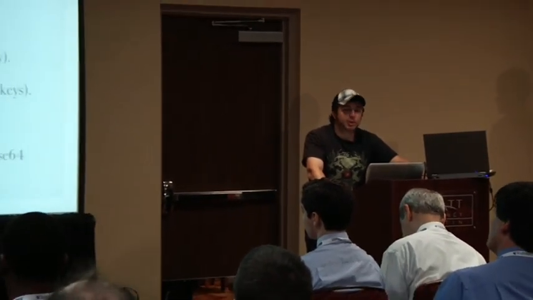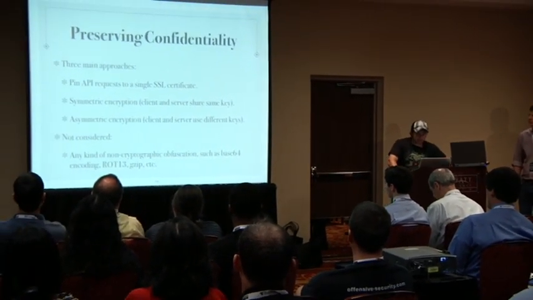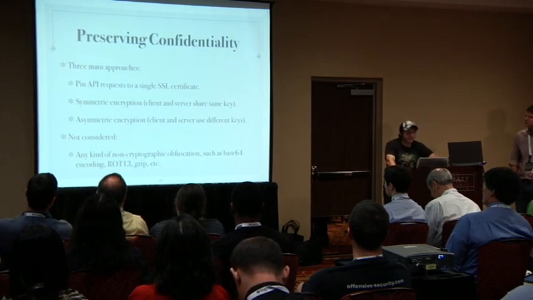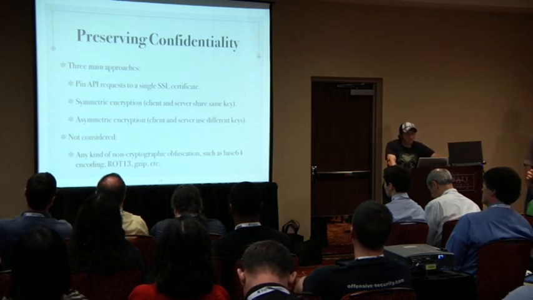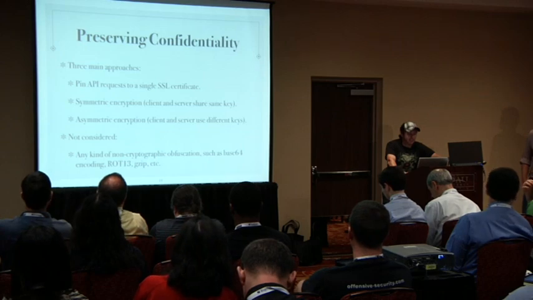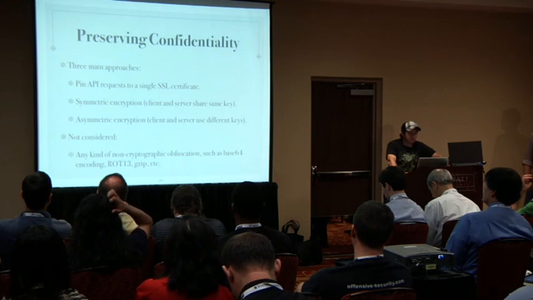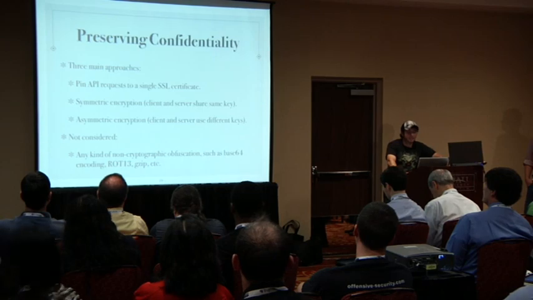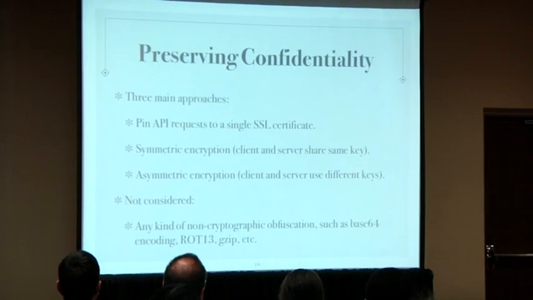So preserving confidentiality, how are we going to do this? There are three main approaches. We're going to pin API requests to a single SSL certificate, so any other certs are going to be rejected. We're also going to try symmetric encryption using AES. The client and the server are going to share the same key, and we'll show you exactly why that works in a second. Then asymmetric encryption, where client and server are going to use different keys. What's not considered here is any kind of non-cryptographic obfuscation. Any kind of encodings that can easily be decoded are not considered, and a bad idea.